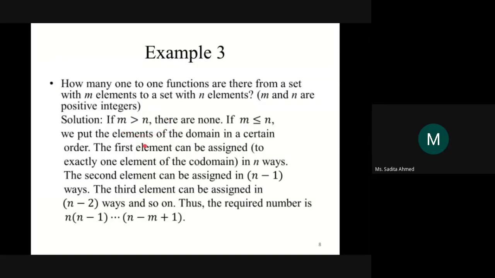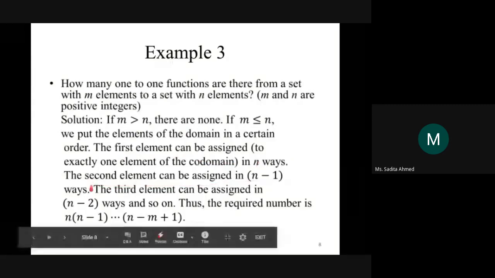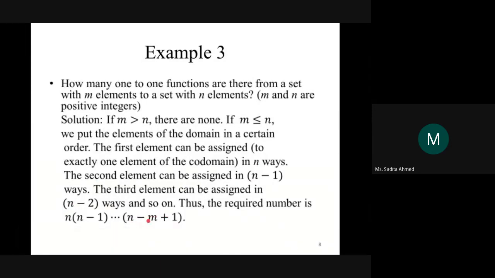So, given that m and n are positive integers and m is less than or equal to n, to pick the first element, there are n ways. To pick the second element, there are n minus 1 ways. To assign the third element, there are n minus 2 ways, and so on. And to map the last element, the mth element, there are n minus m plus 1 ways.